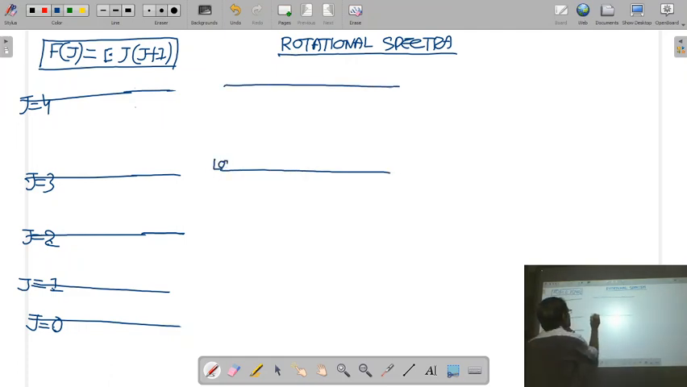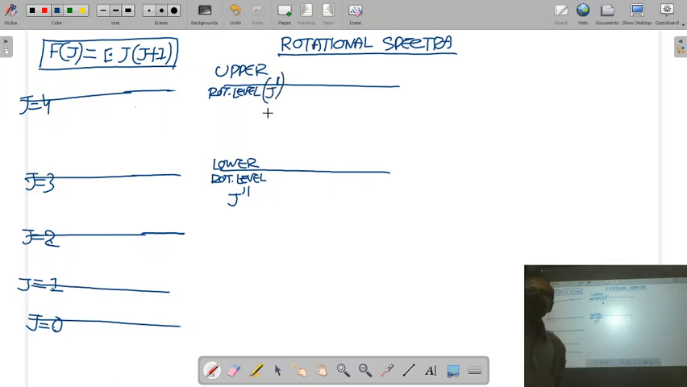This is the lower rotational level. I denote the rotational quantum number by J double dash. And this is the upper rotational level, in which the rotational quantum number is J dash. So I have considered two rotational levels of the molecule. J double dash is the lower rotational level, and J dash is the upper rotational level.